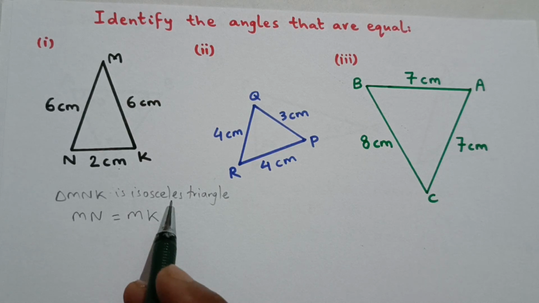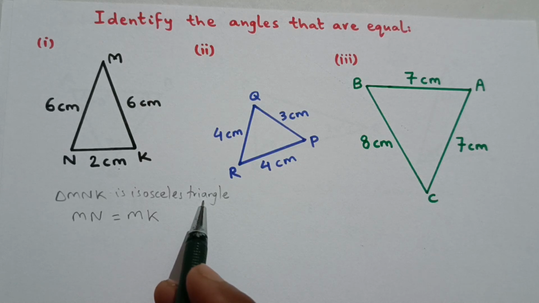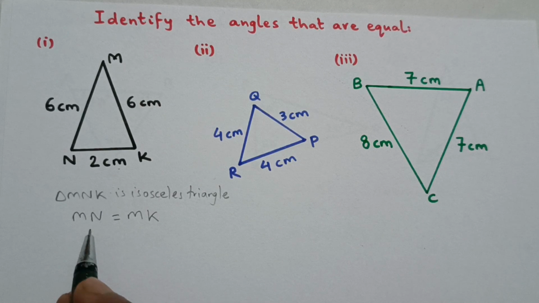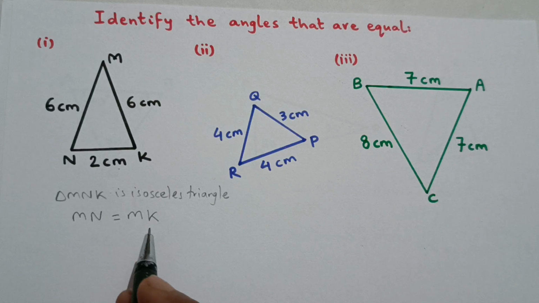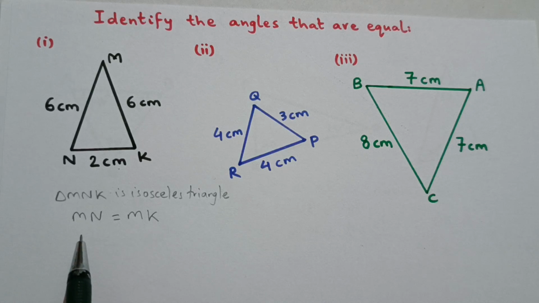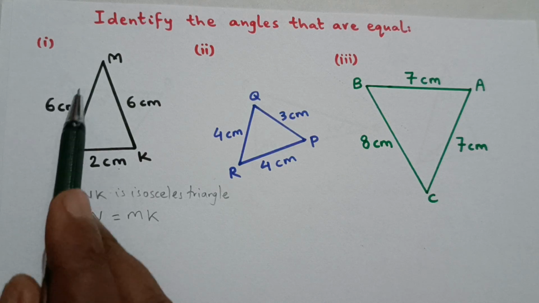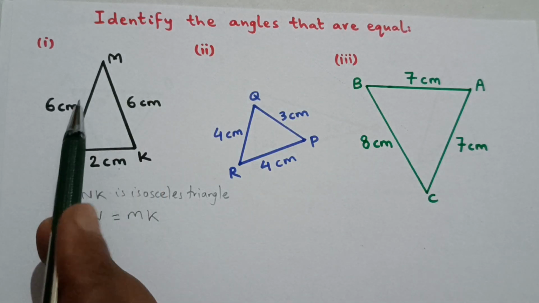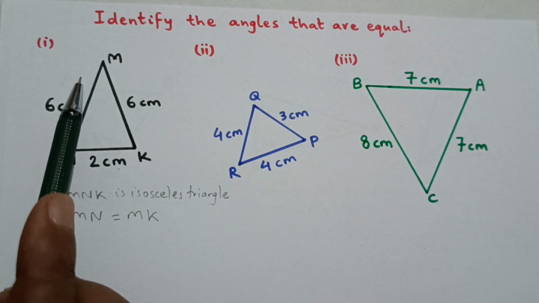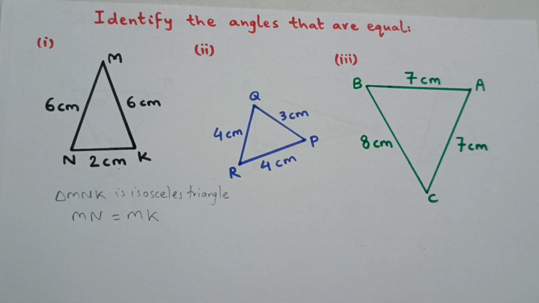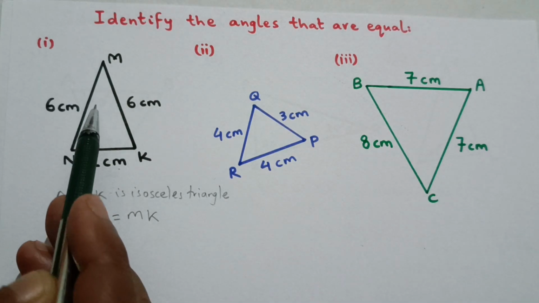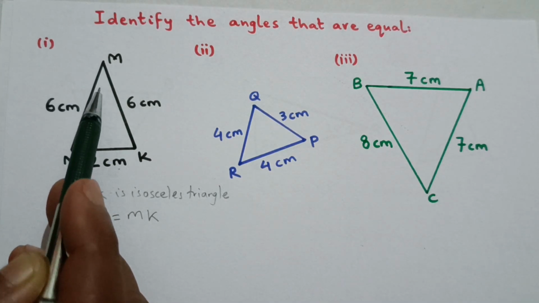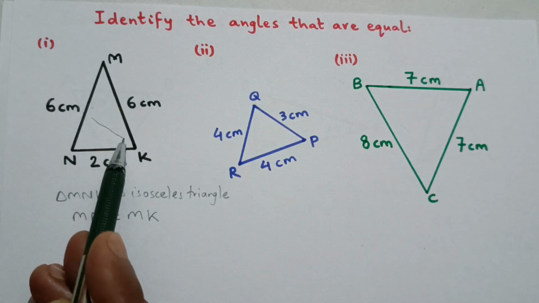So we know that in an isosceles triangle, two sides are equal and two angles are equal. So we know the two sides that are equal. So now we will find out which two angles are equal. So let us look at side MN and side MK. First let us look at side MN. So side MN is this side. Now for this side, the angle that is opposite to this side is this angle.